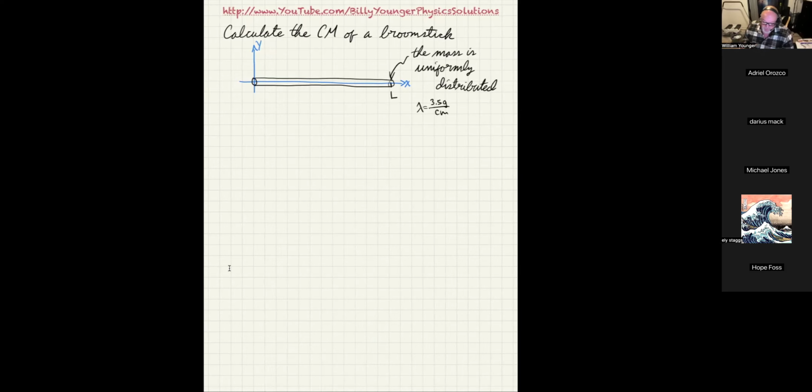Now, if I grabbed another piece at random anywhere else from the broomstick, we don't even have to restrict ourselves to a 1 centimeter length. We can actually consider a 2 centimeter length. If I took a 2 centimeter length, in that case, I would find that it weighs 7.0 grams per 2 centimeters.